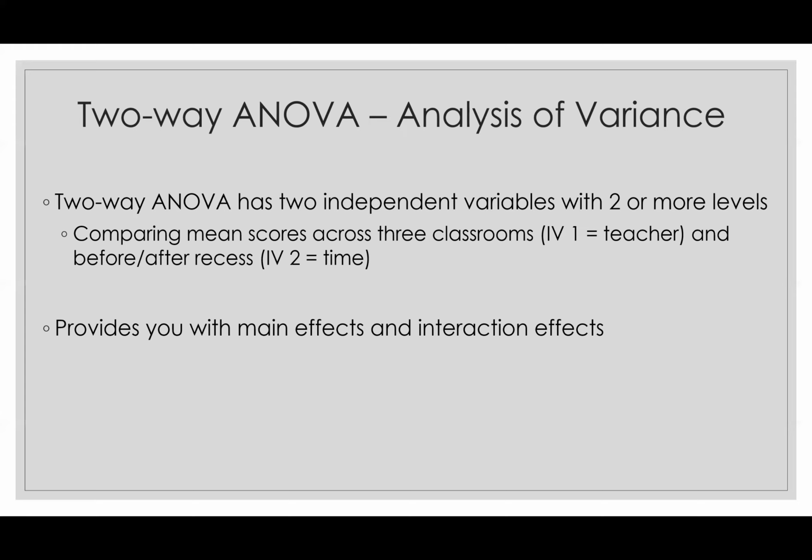There's also a two-way ANOVA, which has two independent variables with two or more levels, right? So in this example, we have the mean test scores across 3 different classrooms or 3 different teachers, right? We just discussed that example. And then also whether or not the classroom, this subject takes place before or after recess. So that's our second independent variable. The first independent variable is the classroom or the teacher. The second is the time before or after recess. And of course, the dependent variable is the mean reading scores.